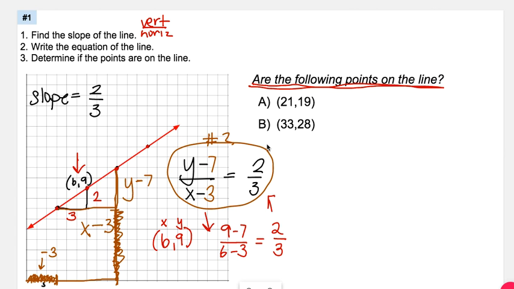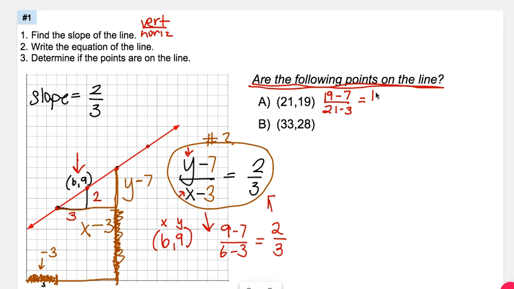And knowing that my equation worked, I'm going to test out A and B. Okay, so for A, instead of the y, I'm going to put a 19. And you should have room on your worksheet. So to the right of A, I want you to put down what I put down here. So 19 minus 7 over 21 minus 3. I am just substituting for the y and for the x. And if the fraction I get is equivalent to 2/3, then I know the point is on the line.